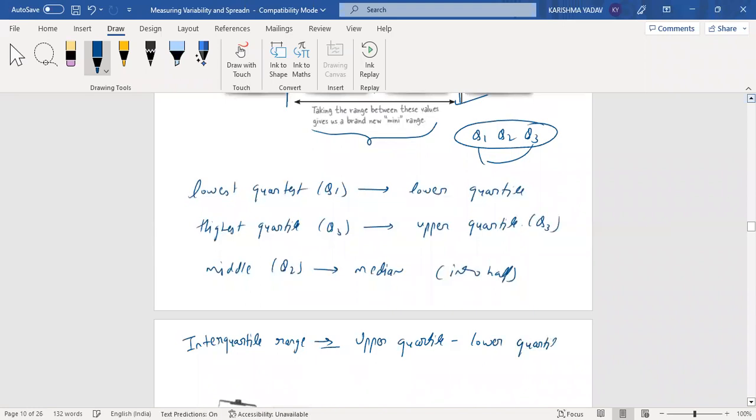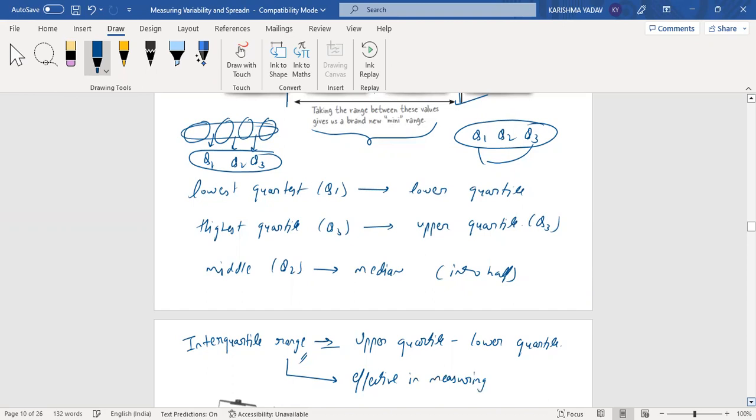Now, the important point to note here is we are not taking the range of the data set like this. We have divided the data into four chunks, and after that we have found the quartiles, that is Q1, Q2, Q3, and then we are taking the range of these quartiles, that is the interquartile range, which is upper quartile minus lower quartile. The interquartile range gives us a standard, repeatable way of measuring how values are dispersed.